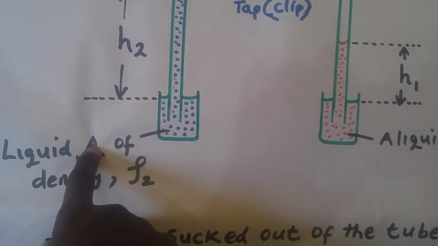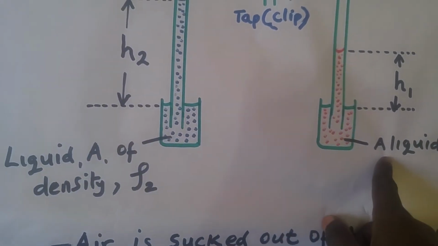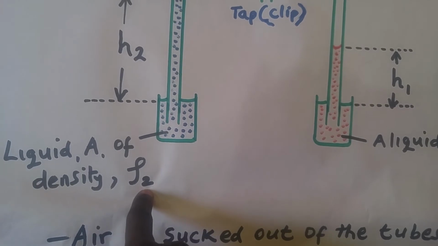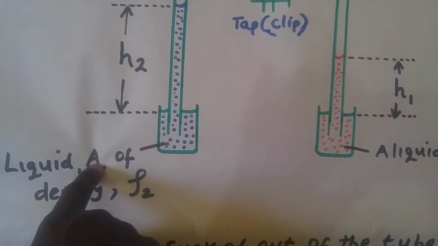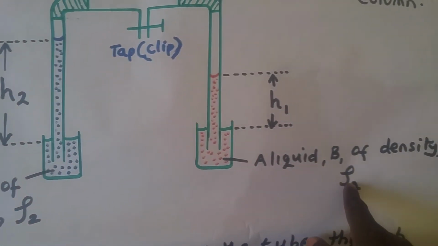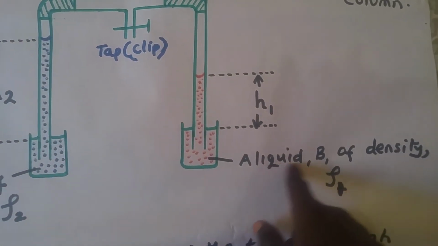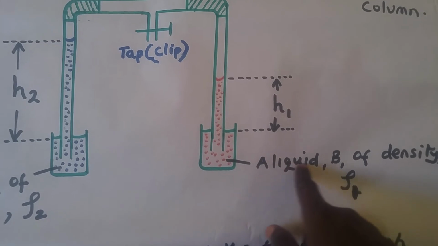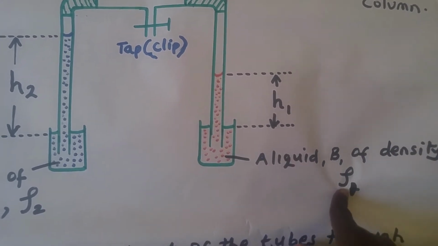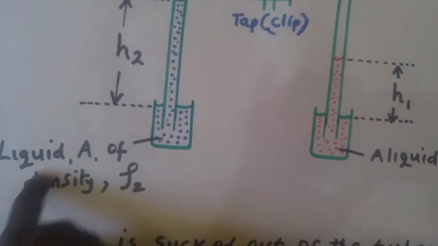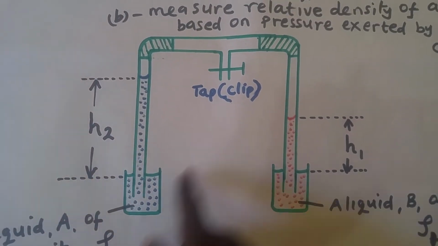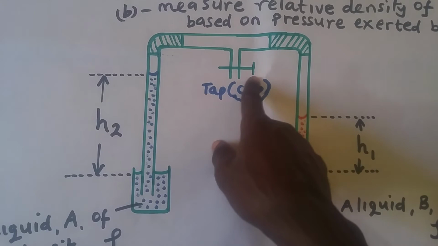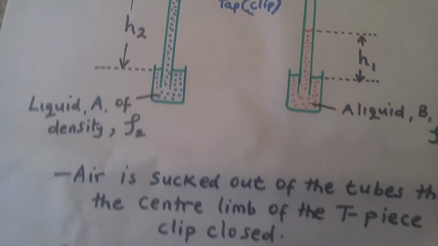Now liquid A is different from liquid B. Therefore, it has its own density. So this is density 2 because this is a different liquid, A. This one is density 1 because the liquid is B. So liquid B has density 1, and liquid A has density 2. Now, when this tap is opened, maybe let's look at the explanation.